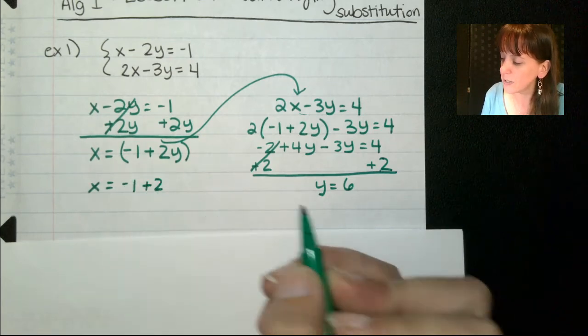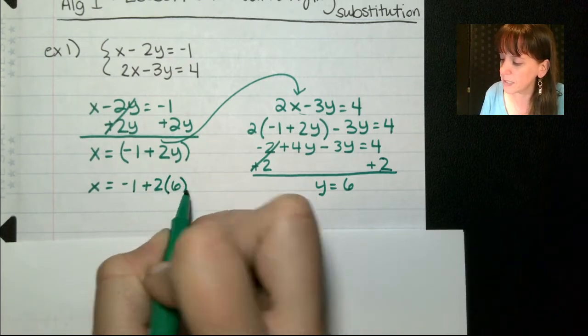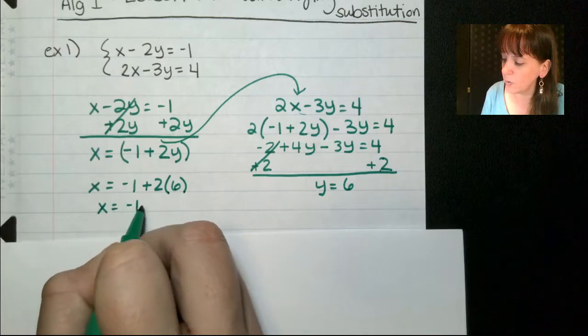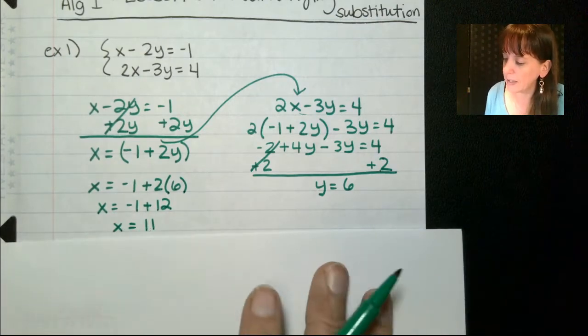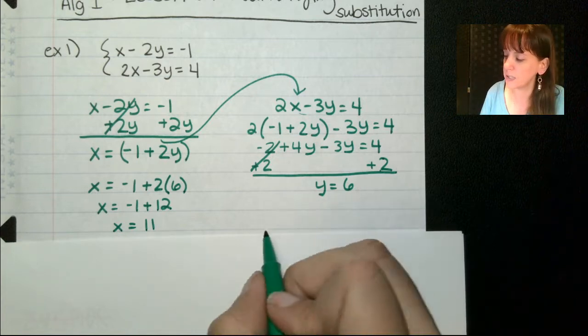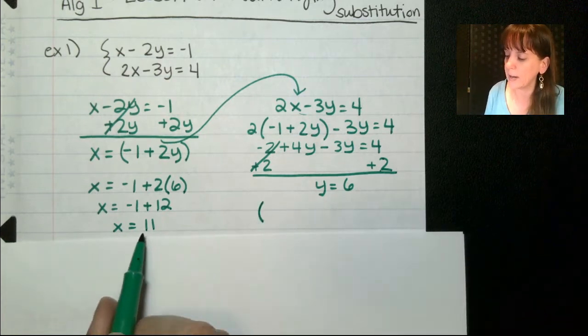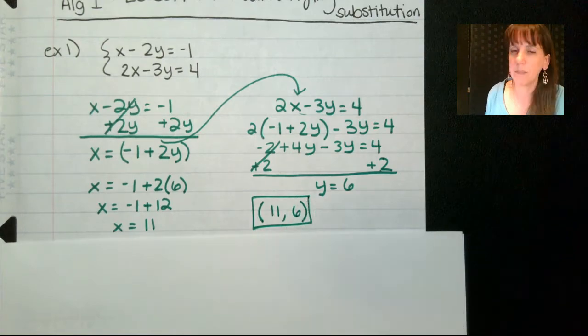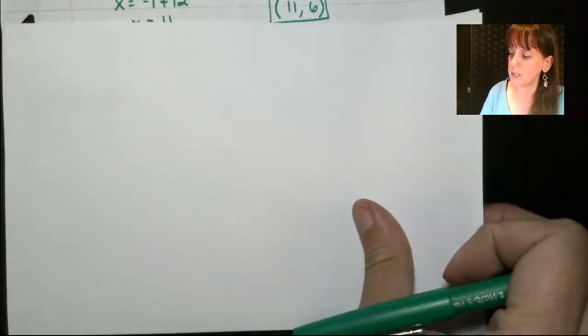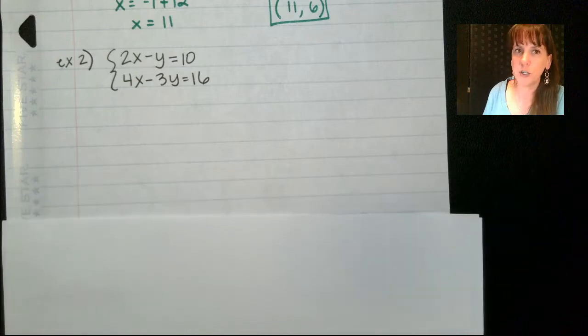x equals -1 plus 2, and instead of y, we have 6. So x equals -1 plus 12. So x equals 11. Remember, we always write our solutions as an ordered pair with our x first. So (11, 6). Kablam. There's your answer. You got to make the sound, otherwise it doesn't work. All right, number 2, same idea.